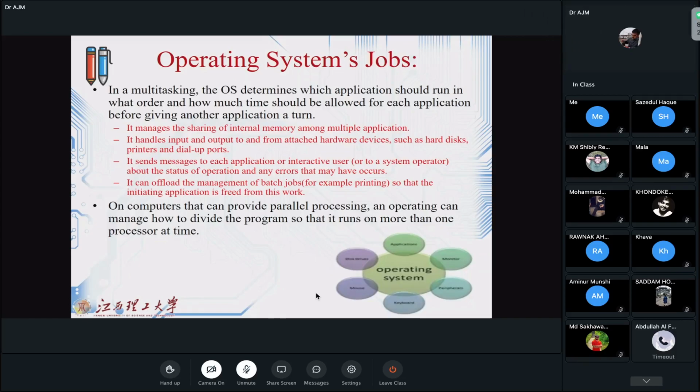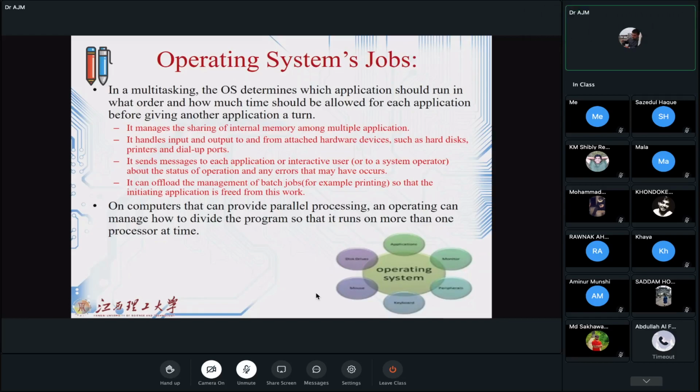we expect that the OS manages the sharing of internal memory among multiple applications. It should handle input and output from attached hardware devices, such as hard disk, printer, dial-up ports, though nowadays dial-up ports are gone. It should send messages to each application, interactive user, or system operator about the status of operation and any errors that may have occurred.